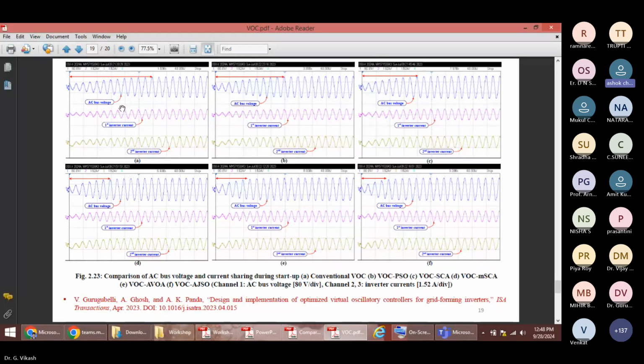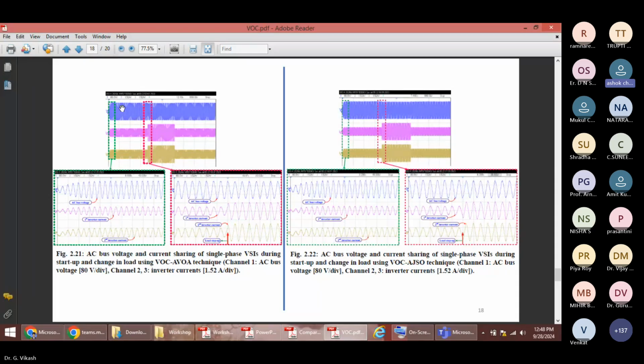But the control system developed here can run in both grid mode and islanding mode. Here, in islanding mode only, I am giving some load disturbance. See in this result, the current is changing. The voltage is fixed, but the current is changed. After some time, I am changing the load.